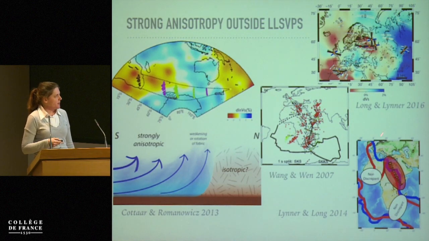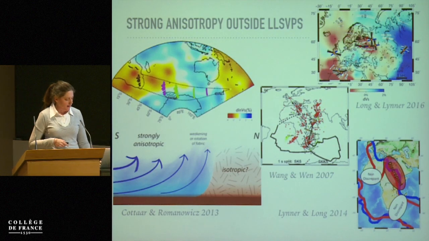You get discrepant splitting across these boundaries, shown across the African LSVP here, and around the Perm anomaly over here. And so there seems to be a general trend of strong anisotropy, which here in the cartoonish view I showed in terms of flow, outside of the LSVPs, and then some sort of mechanical boundary and no anisotropy within the LSVPs.